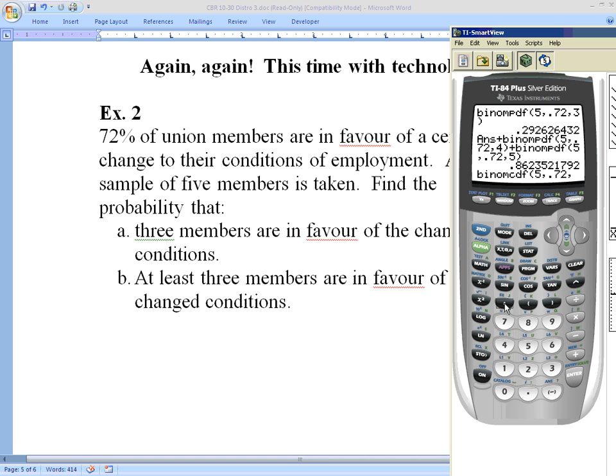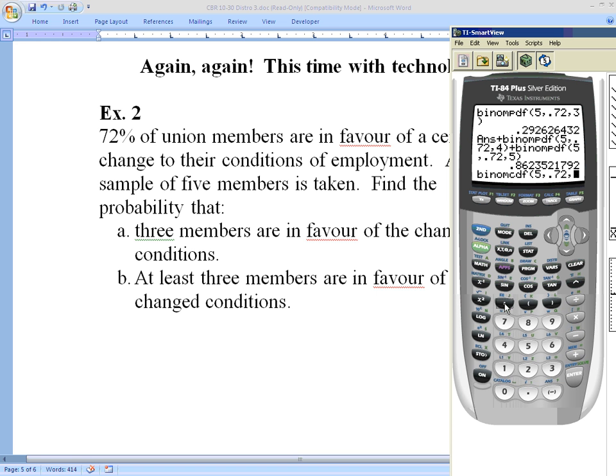But last but not least, our value is not the value that you want. It's the value you want plus all others below it. So if I put a 3 in now, I won't get the probability of 3 members being in favor. I'll get the probability of 3 members being in favor, plus 2 members being in favor, plus 1 member being in favor, plus no members being in favor. So all of those probabilities added together. Well, that's not exactly what I want for part B.